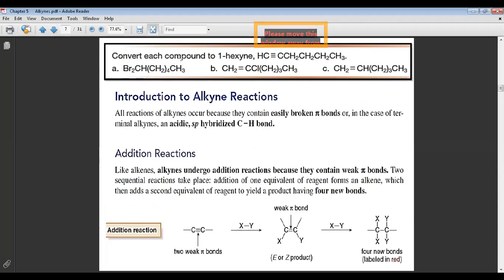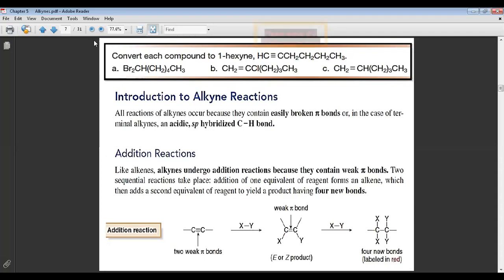Now convert each compound to 1-hexane. Convert this compound to 1-hexane. How? By using any reagent, any reaction. Also, convert this compound to 1-hexane. How? Stepwise method. Maybe 1 reaction, maybe 2 reactions, maybe 3. This is homework for you.